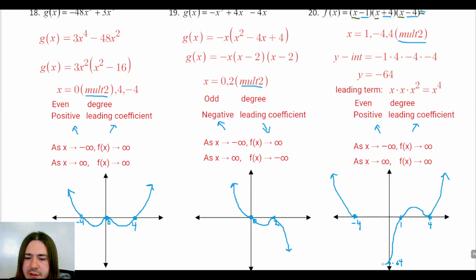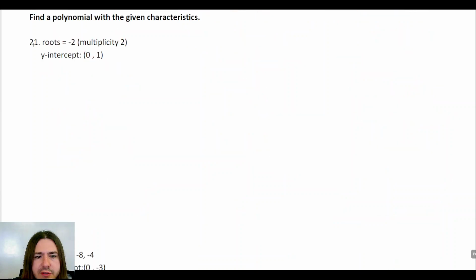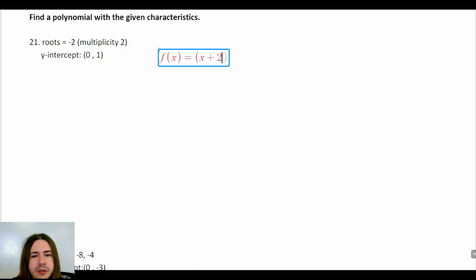The last page on here is about writing the equation. So we did this at the very end of the lesson. Let's go through these couple of problems here. For number 21, the roots are -2. So we just have a root with a multiplicity of 2. As we write this function, we're going to start with the roots. If we have -2, that means we're going to have 2 duplicate factors, x plus 2 and x plus 2. To deal with the y-intercept, I'm going to take care of that last.